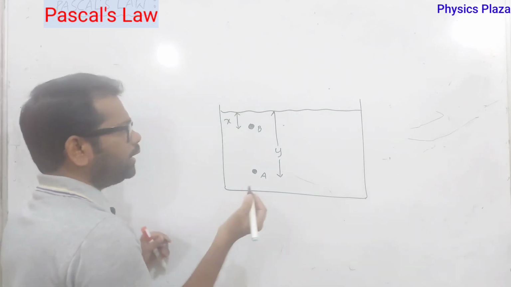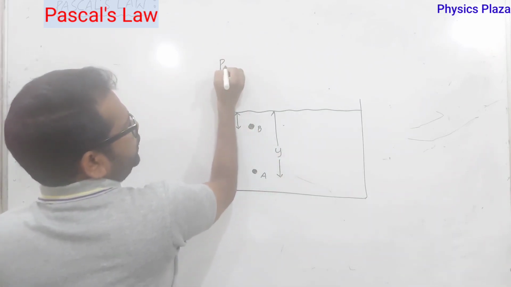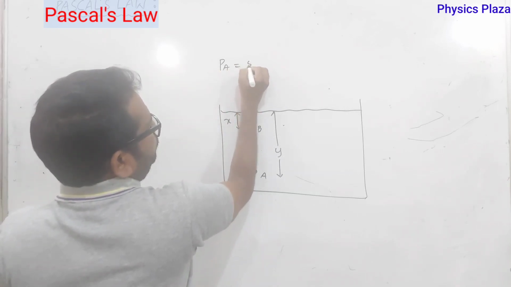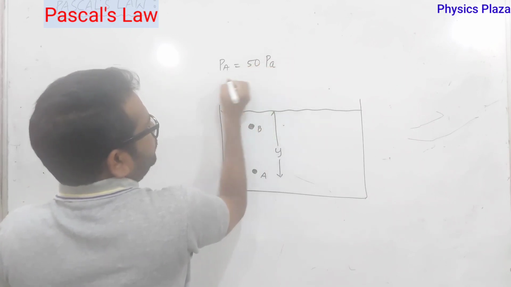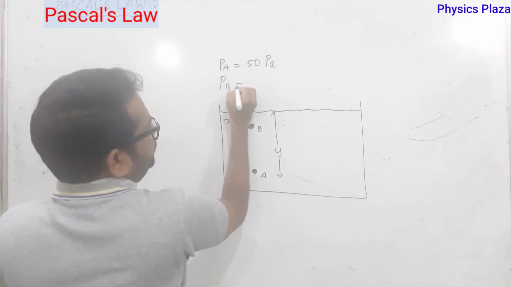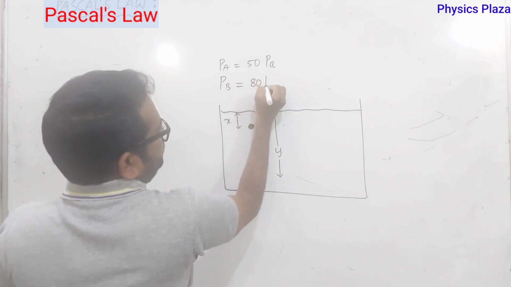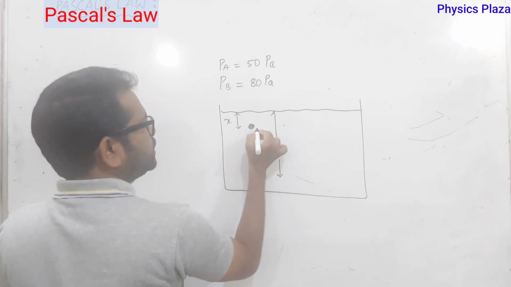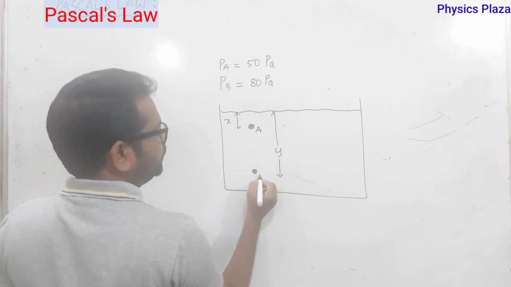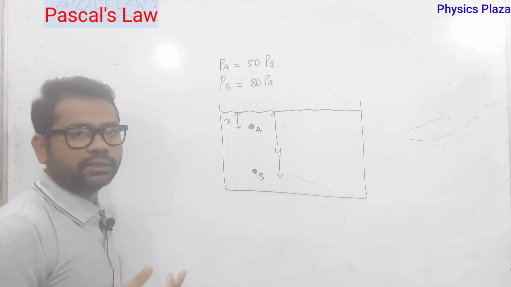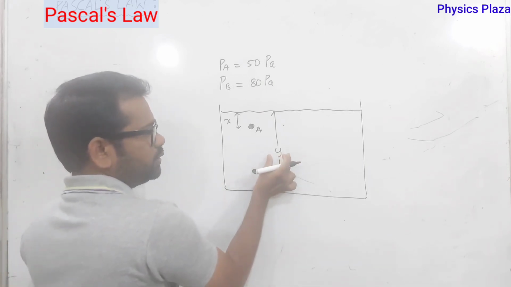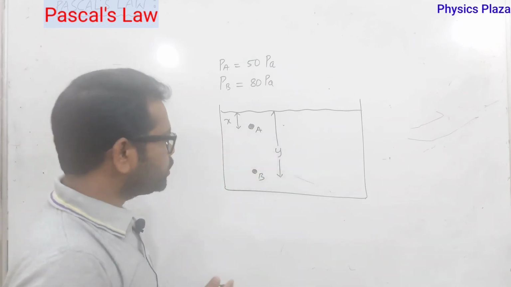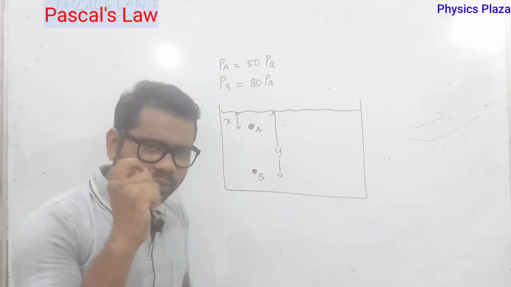Let us say the pressure at point A is some 50 Pascal, and the pressure at point B is some 80 Pascal. Obviously, the pressure at point B must be greater than the pressure at point A. Why? Because the depth y is greater than the depth x.